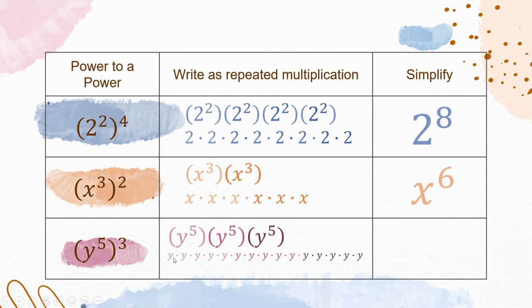Well, this is going to turn into a lot of y's here. Okay, how many y's do I have total? 1, 2, 3, 4, 5, 6, 7, 8, 9, 10, 11, 12, 13, 14, 15. Y to the 15th power. Okay, hopefully we're noticing our pattern, what our rule might be here for a power to a power.